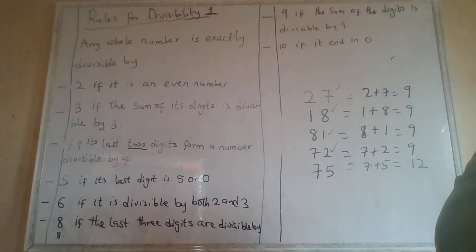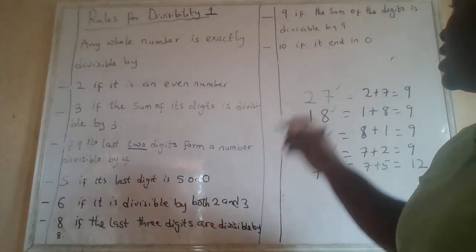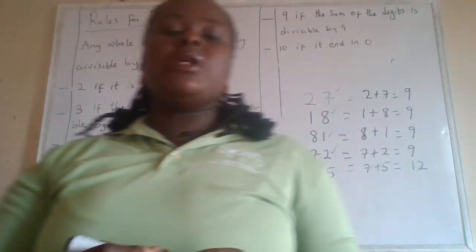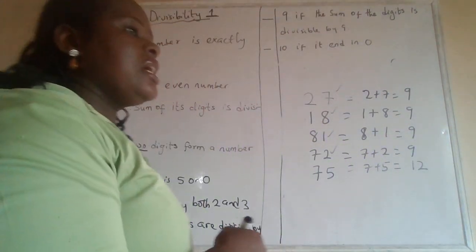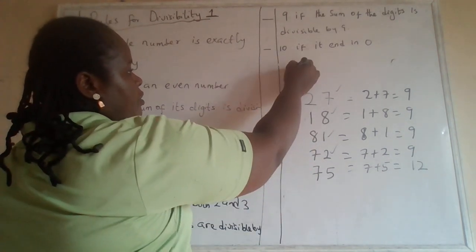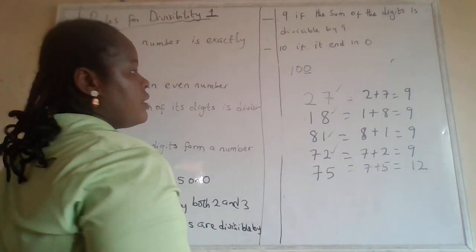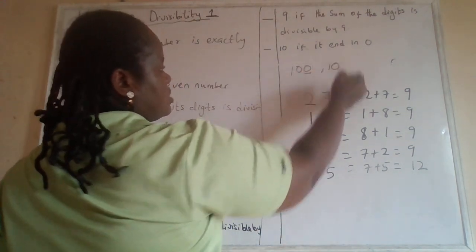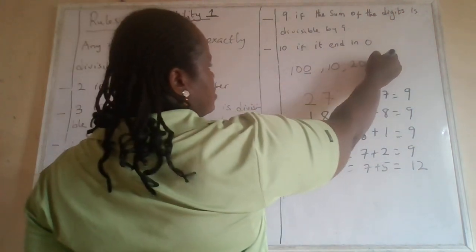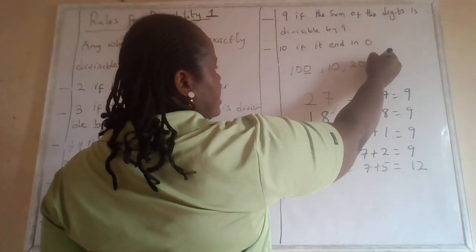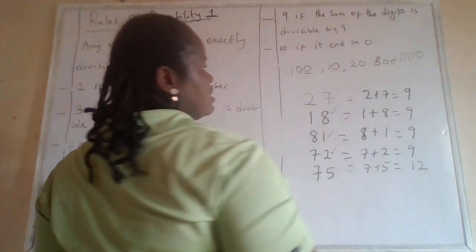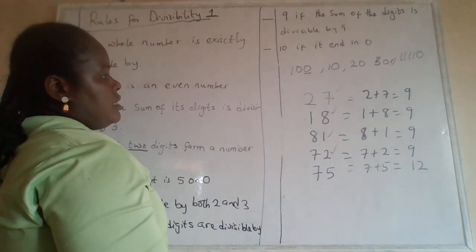Let's move on to the last one, 10. A number is said to be divisible by 10 if the number ends with 0. Any other thing, it can no longer be divided. For example, I have the popular 100. 100 ends with 0. 10 itself ends with 0. The 20 we know ends with 0. 30 ends with 0. 11110 is divisible by 10.